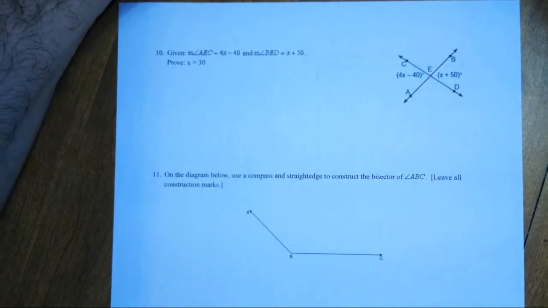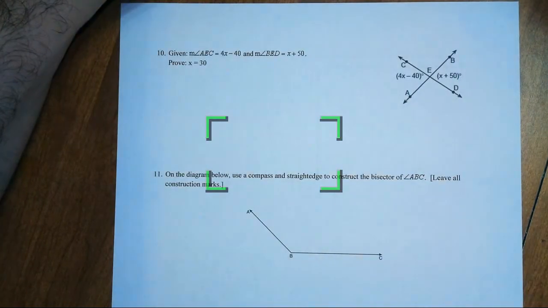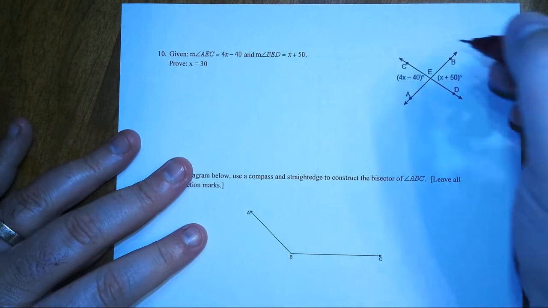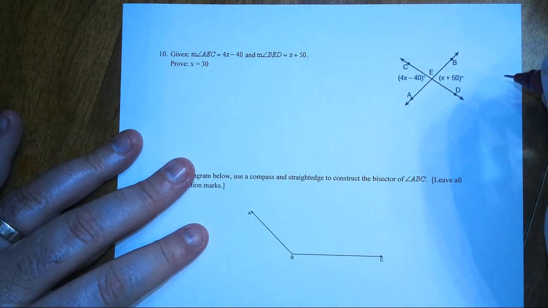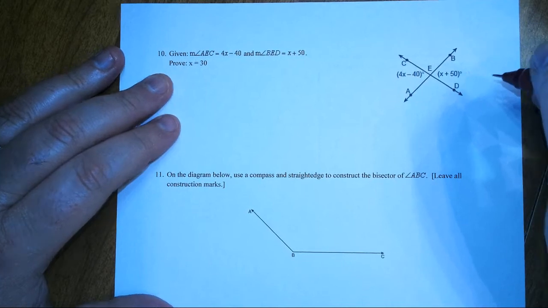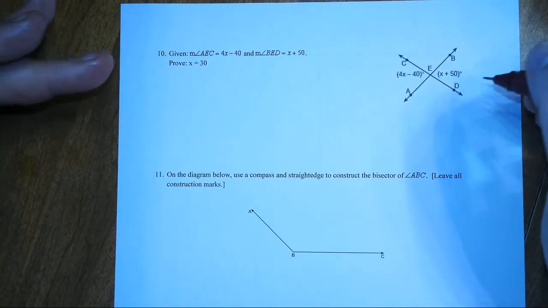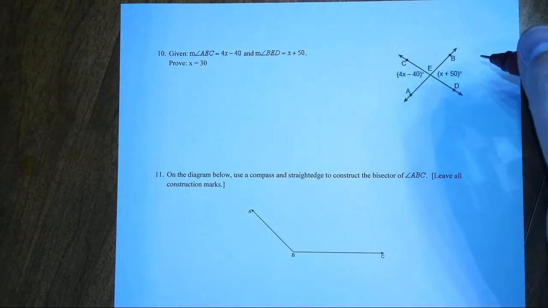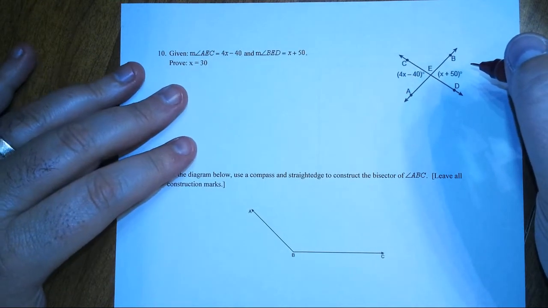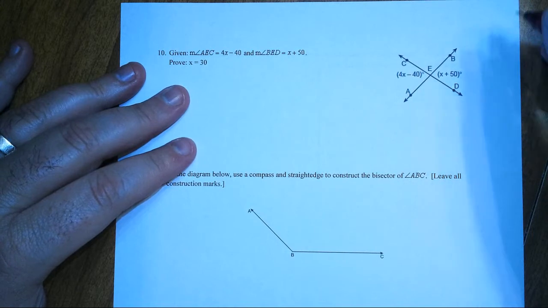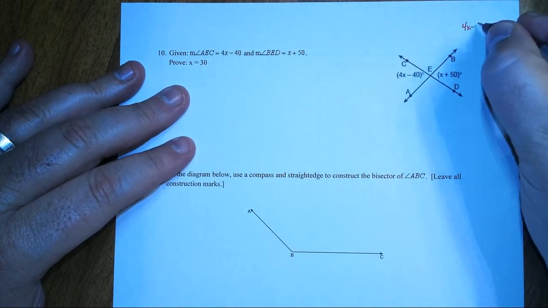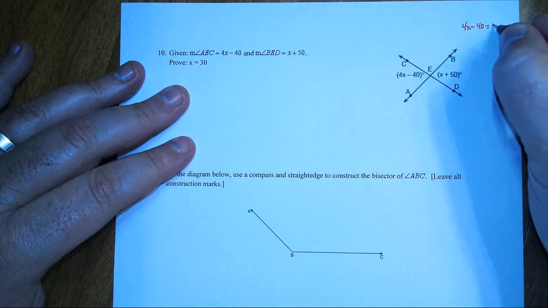Given the measure of angle AEC is 4x minus 40, and BED is x plus 50, we're trying to prove here that x is equal to 30. This is an example of an algebra proof. So first thing I'm going to do, let's solve the equation. I'm going to go over here on the right and solve the equation: 4x minus 40 is going to equal x plus 50.